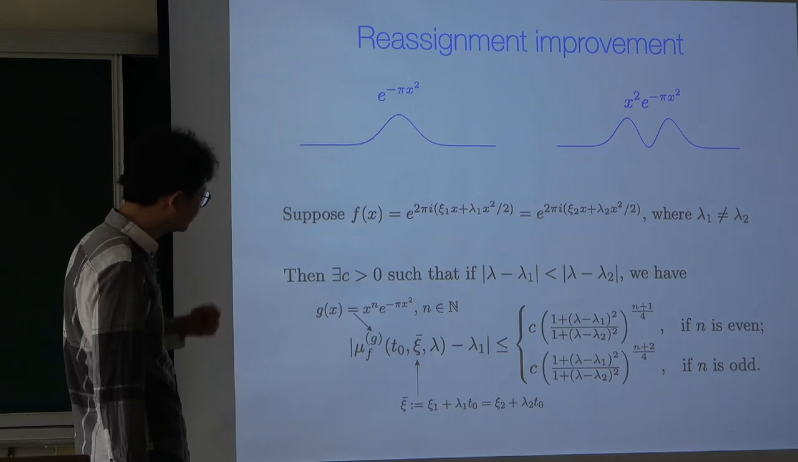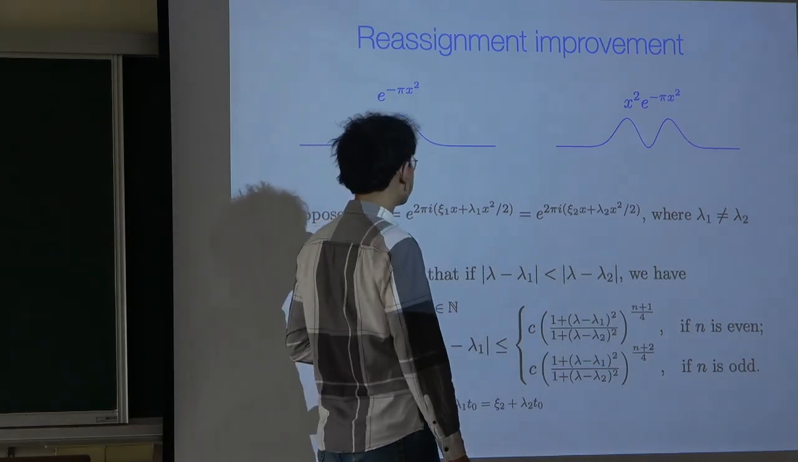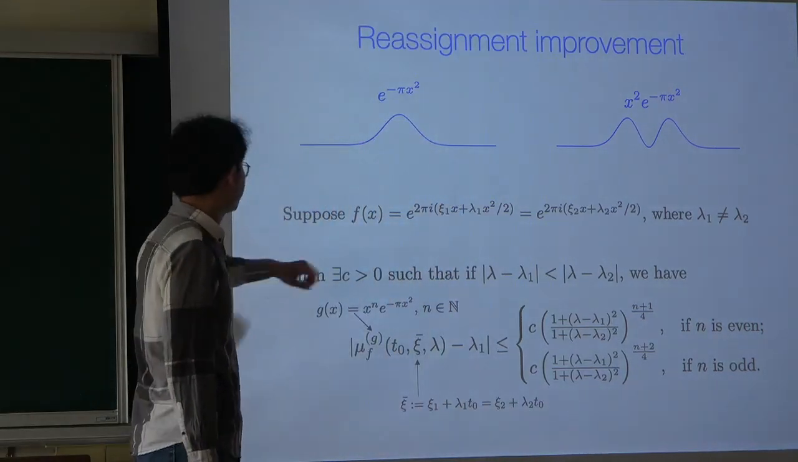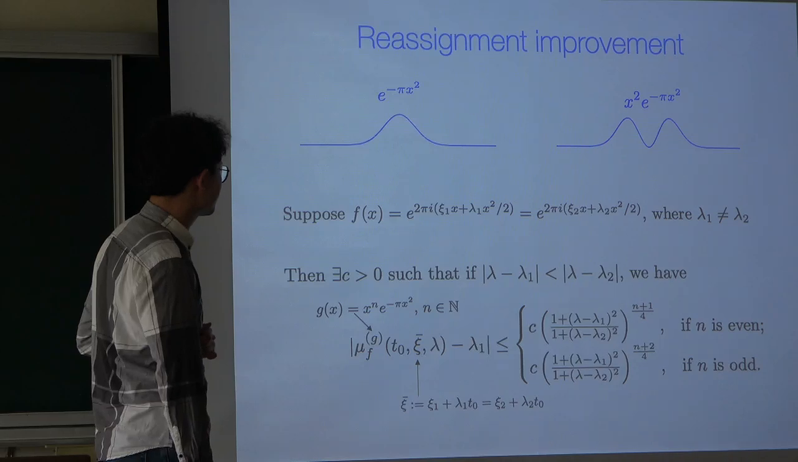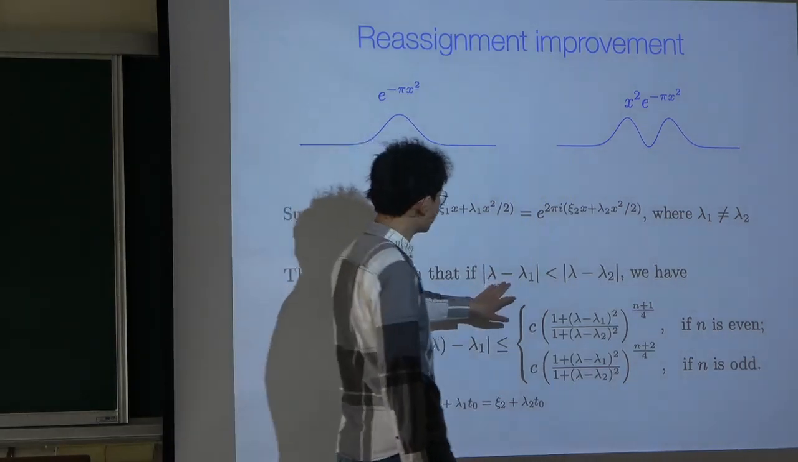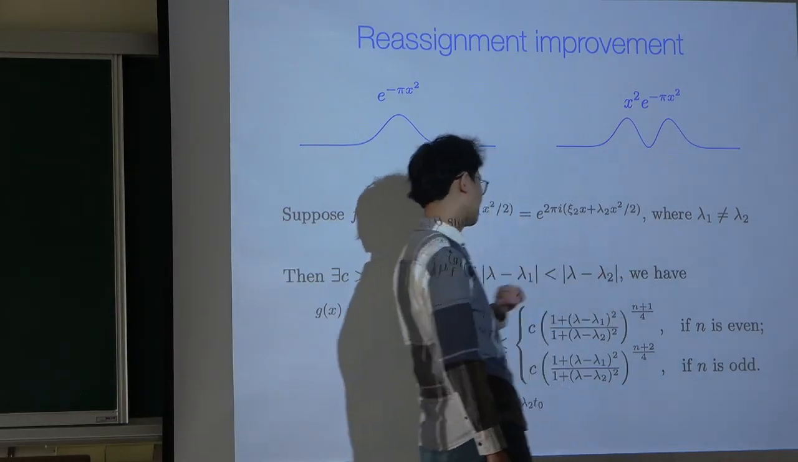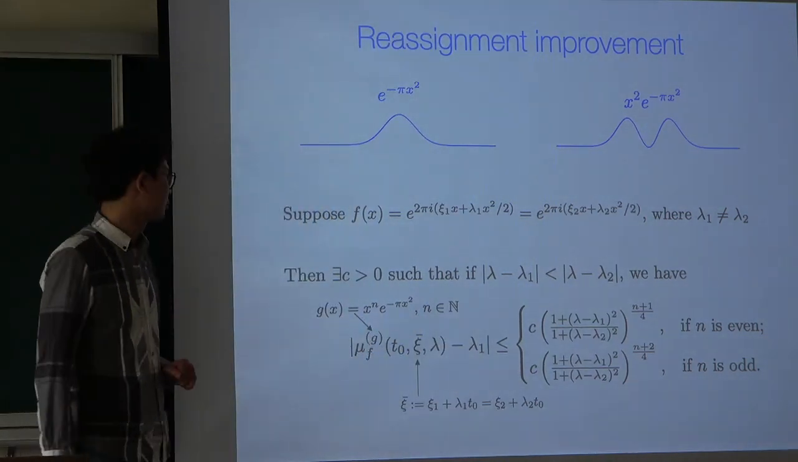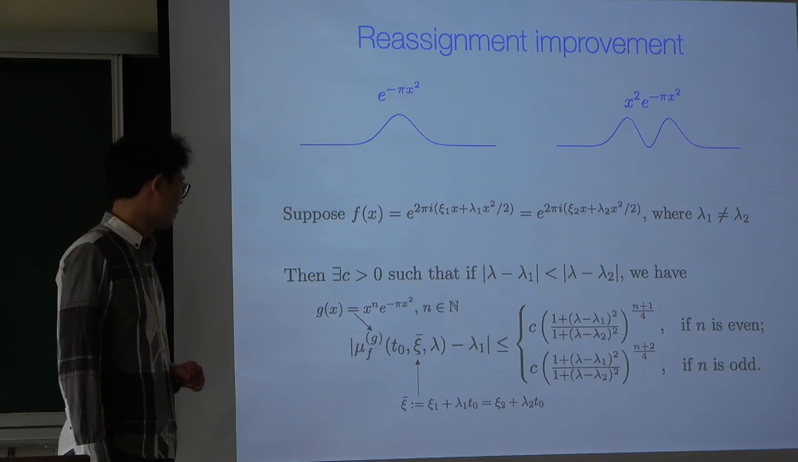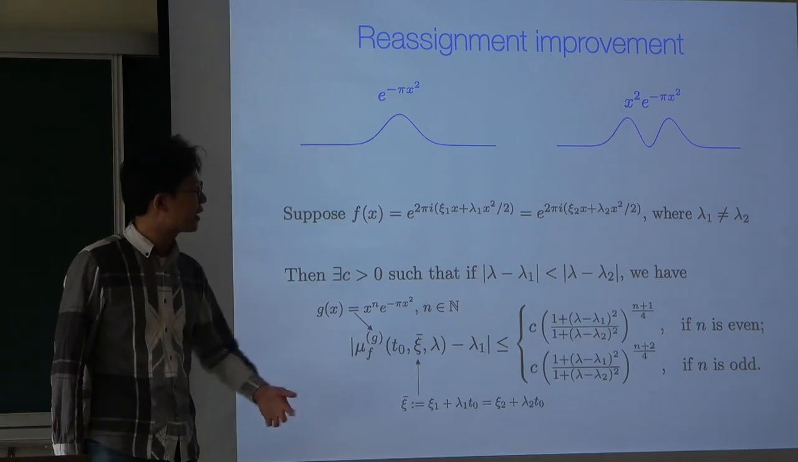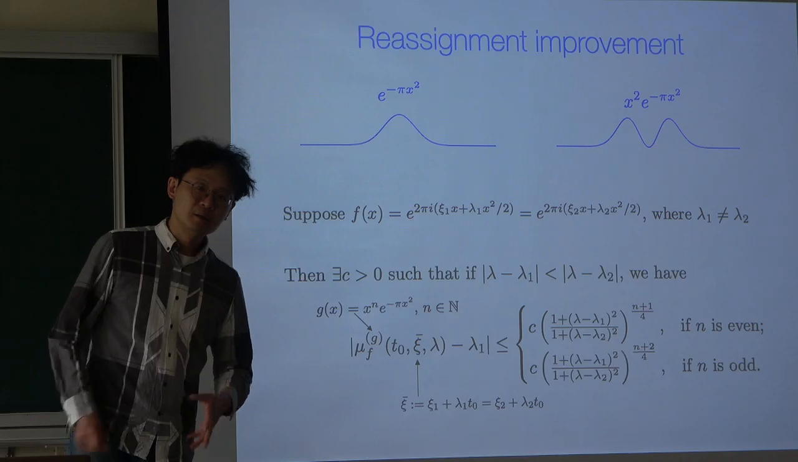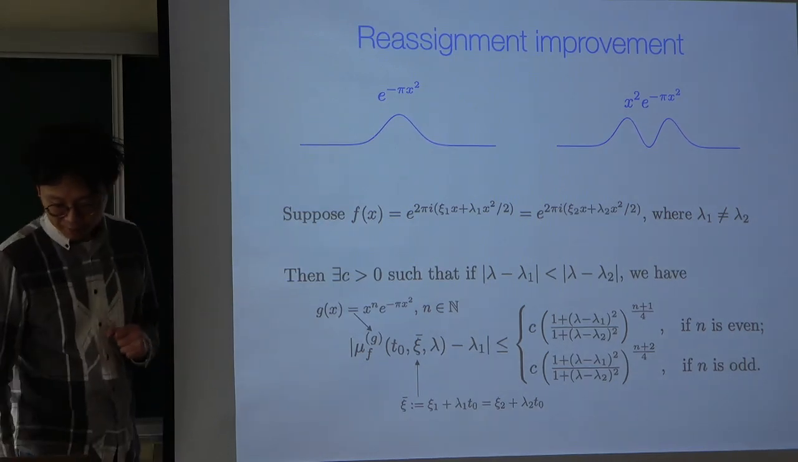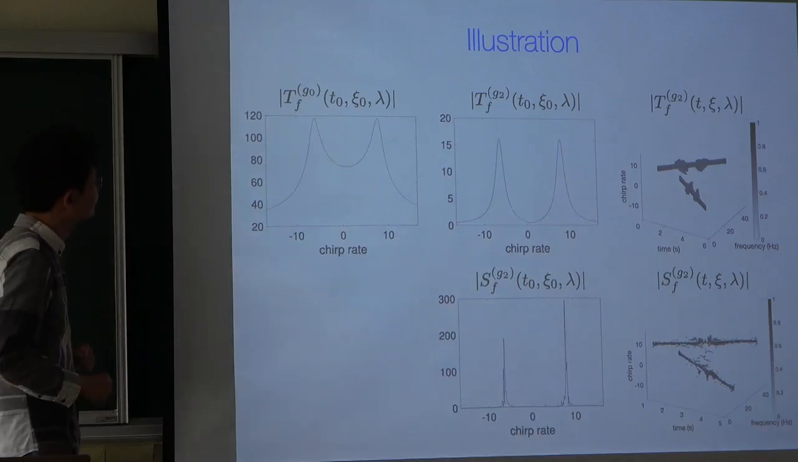Then, if you do so, you can find some constant c, so that if lambda minus lambda 1 is less than lambda minus lambda 2, then you have some very nice decay. Okay, and this will help us and allow us to achieve a better time frequency chirp representation, and this is the result.